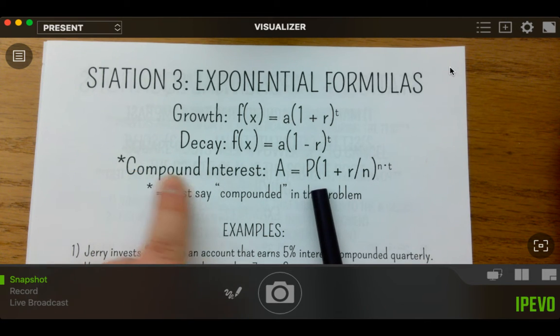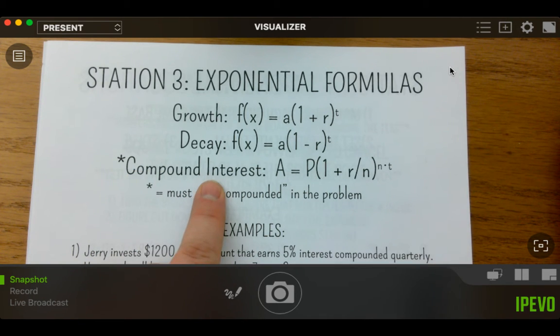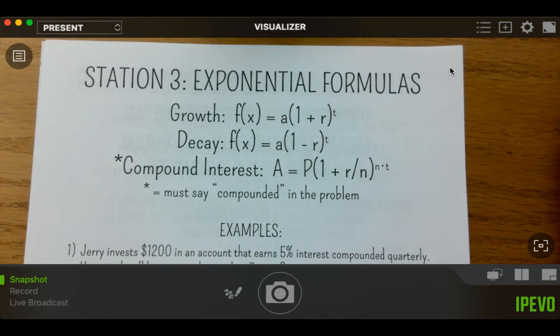It is called compound interest. The reason why that's so important is that these problems must say the word compounded in the problem. And that word has to be it specifically. It can't say any other thing that's like close to that word. It has to be exactly compounded.